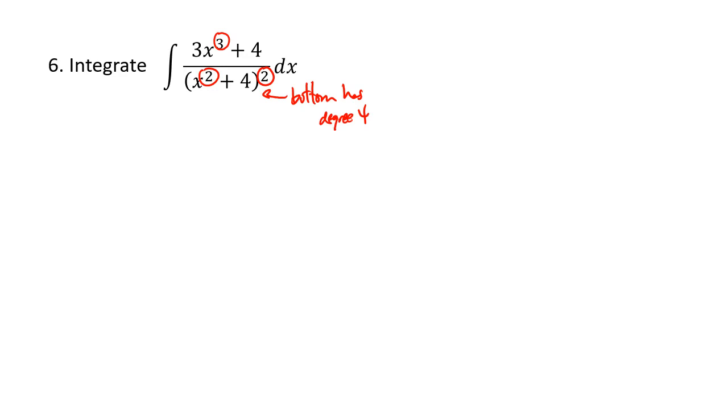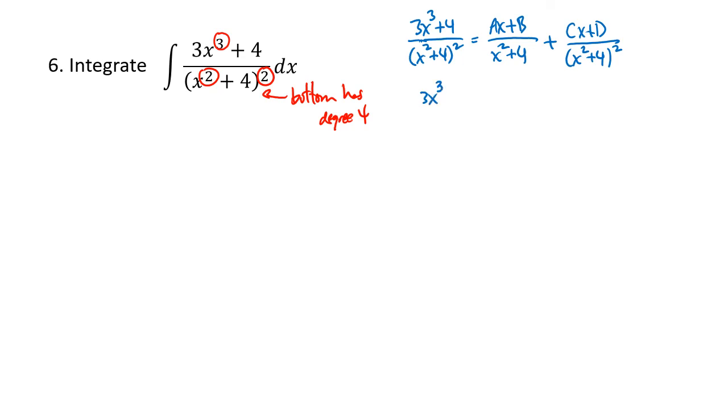Okay, so what do we do when we have this repeated irreducible factor? Well, same thing that we do when we have a repeated linear factor. We rewrite this with 2 fractions because we have 2 factors. The first fraction has just x squared plus 4 to the first power on the bottom, and the second fraction has x squared plus 4 squared on the bottom. And because that's an irreducible quadratic factor, we're going to have linear terms on the top, ax plus b for the first one and cx plus d for the second one. Now when we multiply both sides to clear our denominators, we get 3x cubed plus 4. We get ax plus b multiplied by x squared plus 4, and then we just get cx plus d.